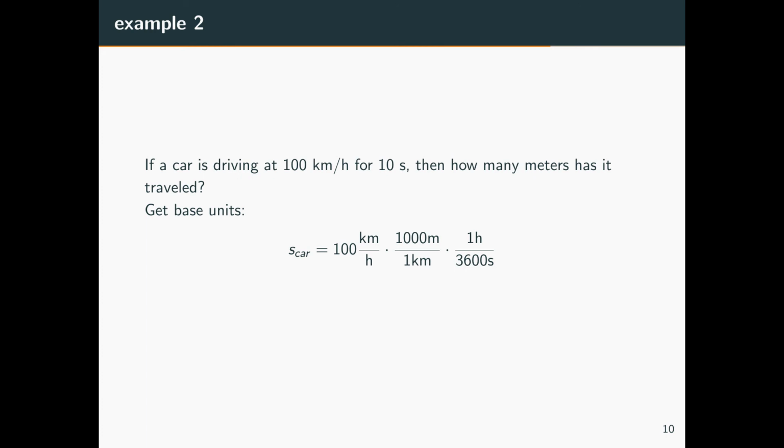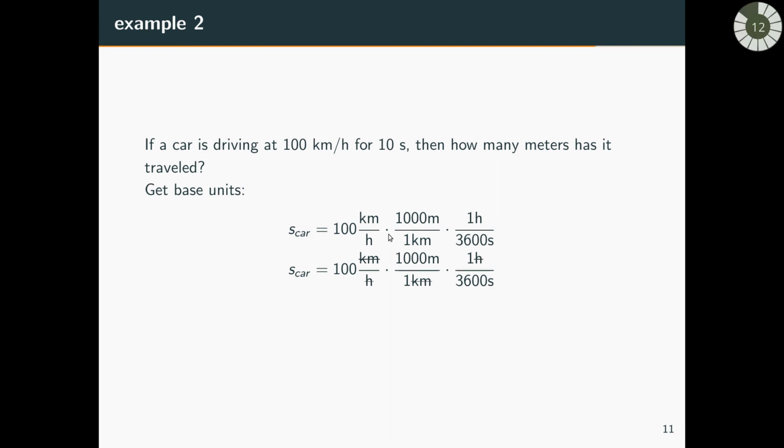So the first thing we want to do is get base units. So we want this in meters per second. Here we have 100 kilometers per hour. And if I want to convert kilometers to meters, I know that there are 1,000 meters for every 1 kilometer. And now if I want to convert hours to seconds, I know there is 1 hour for every 3,600 seconds.